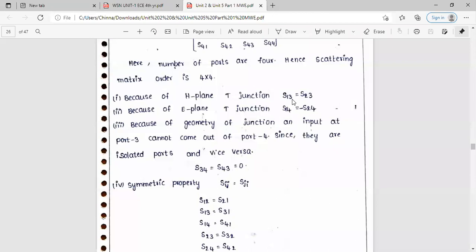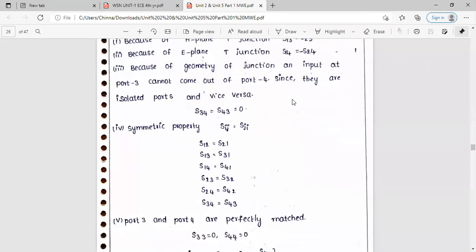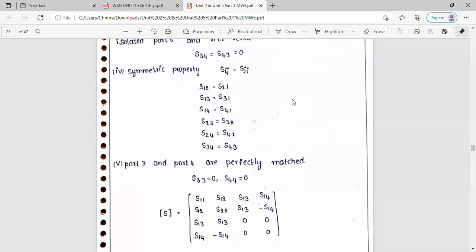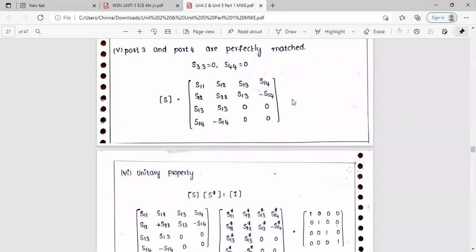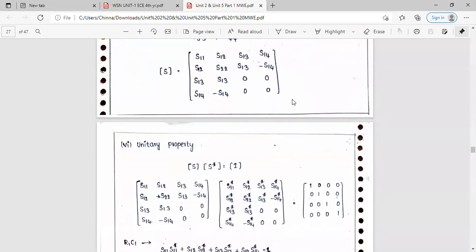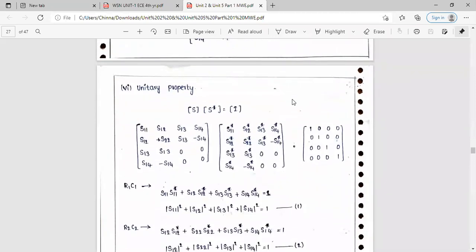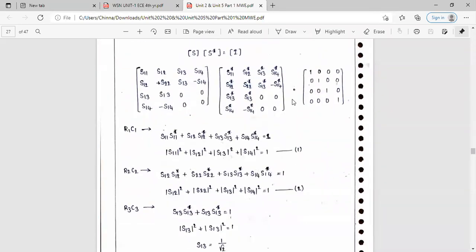One is the side arm and the other is the top arm, so both will be isolated ports. Due to that, S34 and S43 are equal to 0, by the symmetric property. Because port 3 and port 4 are perfectly matched, we obtain S33 equal to 0 and S44 equal to 0. Then we can apply the unitary property: S into S conjugate is equal to I.